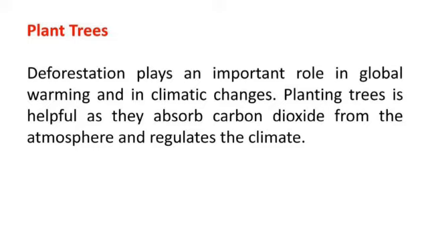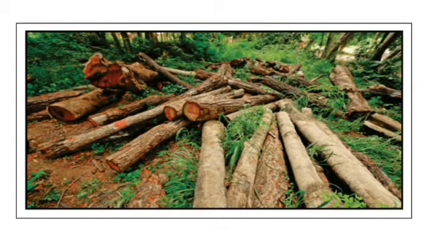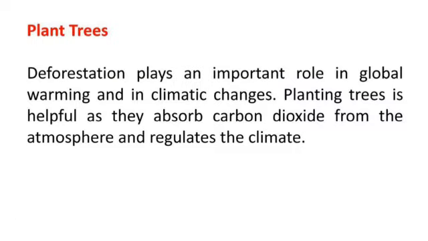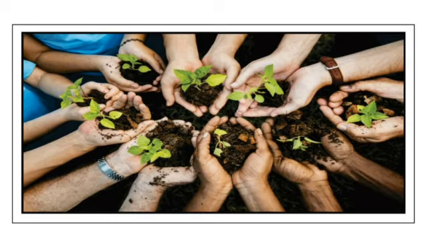The next option to prevent global warming is to plant trees. Deforestation plays an important role in global warming and in climatic changes. So we need to make sure that we plant more and more trees. Planting trees is helpful as they absorb carbon dioxide from the atmosphere and regulate the climate.